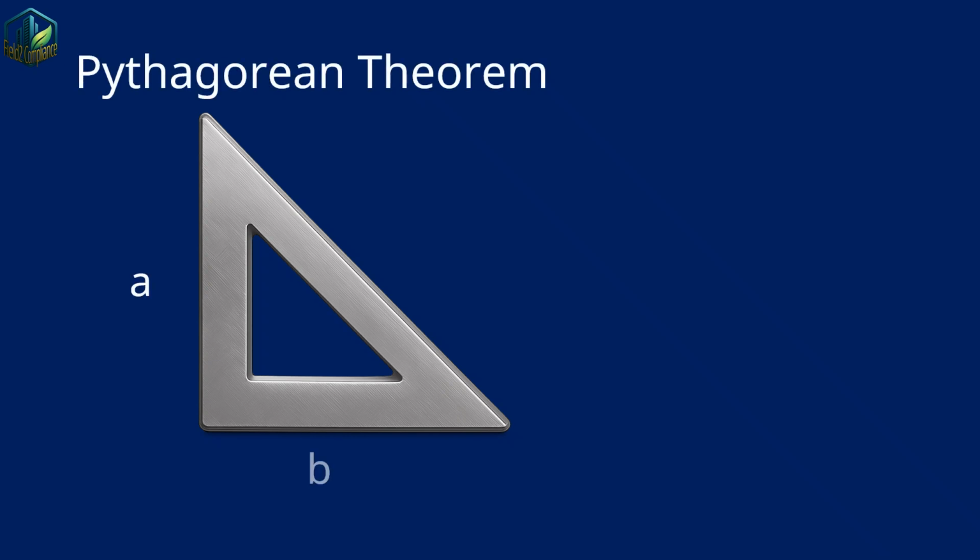The Pythagorean theorem says, in any right triangle, meaning that one angle has 90 degrees, the square of the hypotenuse, that's C, the longest side of your triangle, equals the sum of the squares of the other two sides. It's written as A squared plus B squared equals C squared.